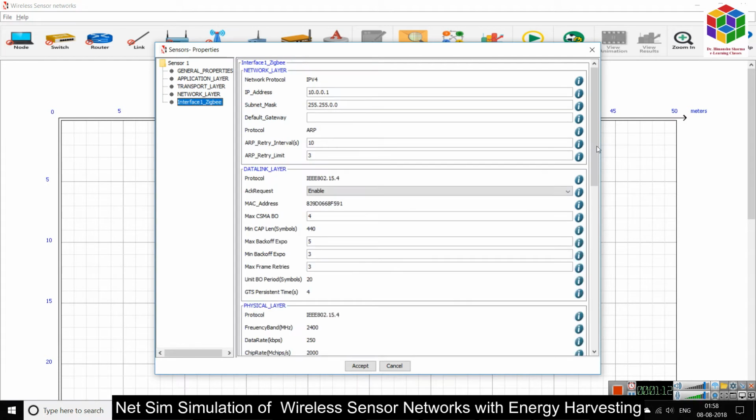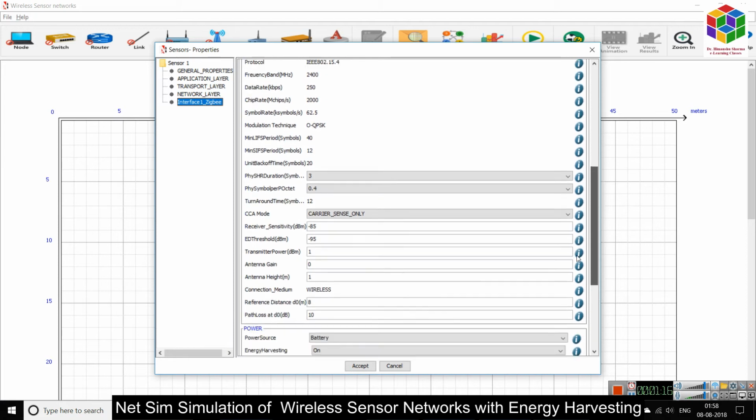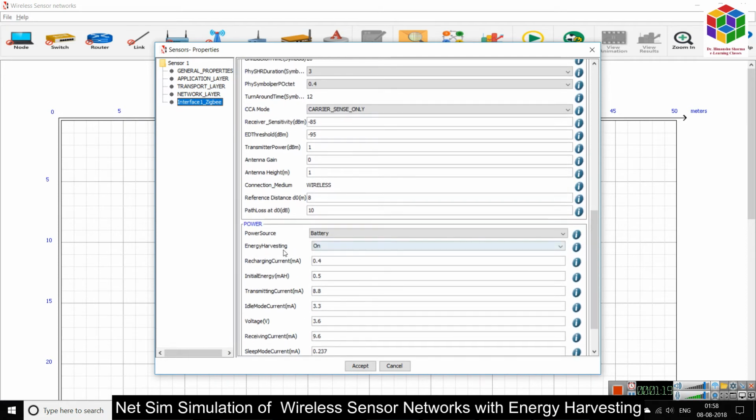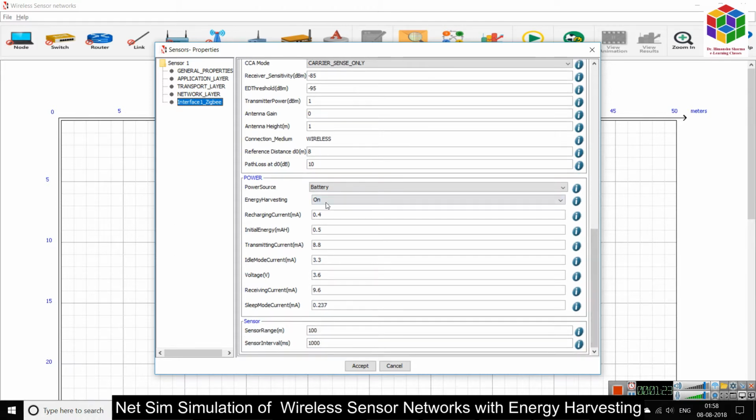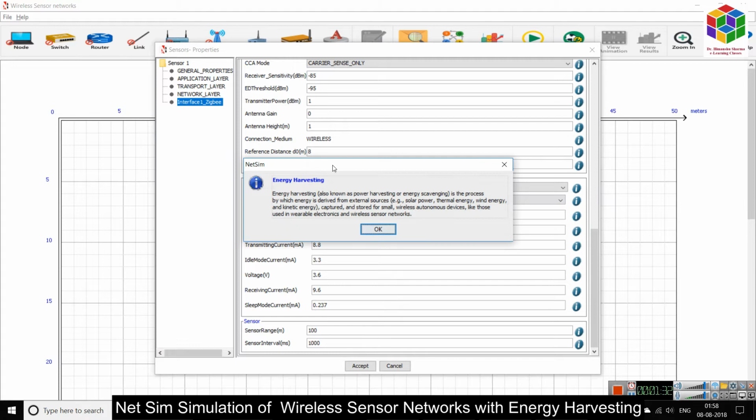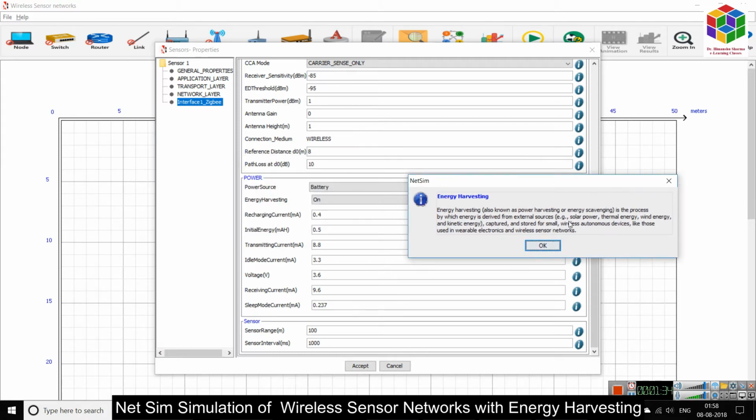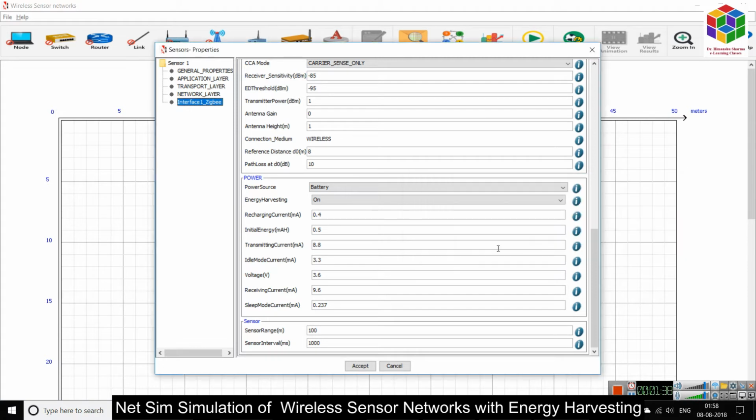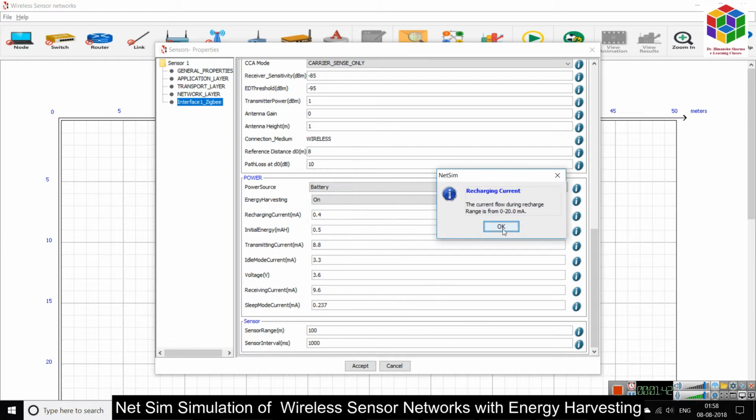Here in ZigBee, we have network layer, data link layer, physical layer, and then power. In this power, there is a feature given, that is energy harvesting on or off. When the energy harvesting is on, the battery recharging current is 0.4 milliampere. Energy harvesting in wireless sensor network is used for wearable electronics and wireless sensor networks. The recharging current range is 0 to 20 milliampere.